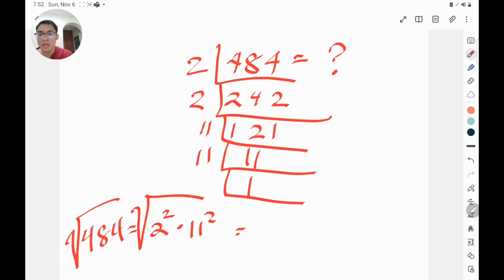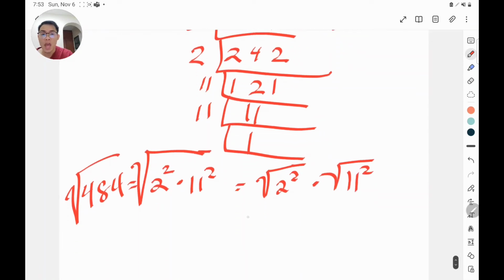We need to separate this according to the radical sign rule. Whenever you multiply inside the radical sign, that means you can separate them as well. So we have the square root of 2 to the power of 2 times the square root of 11 to the power of 2, and we both know that 2 to the power of 2 is equal to 4, and 11 squared is equal to 121. And what is the square root of 4? That is equal to 2. So we can cancel the square root now because we already found the square root of 4. All right, we already simplified it.